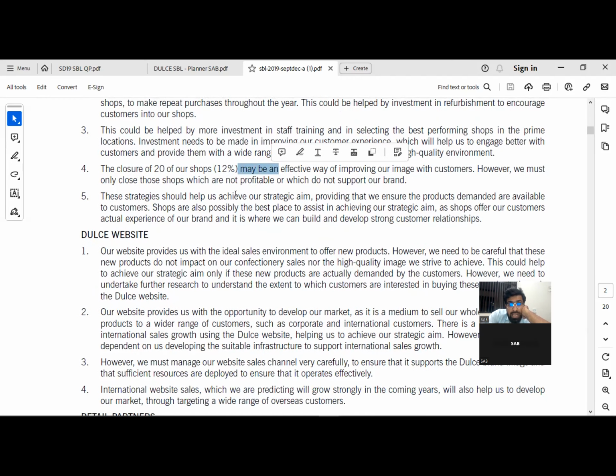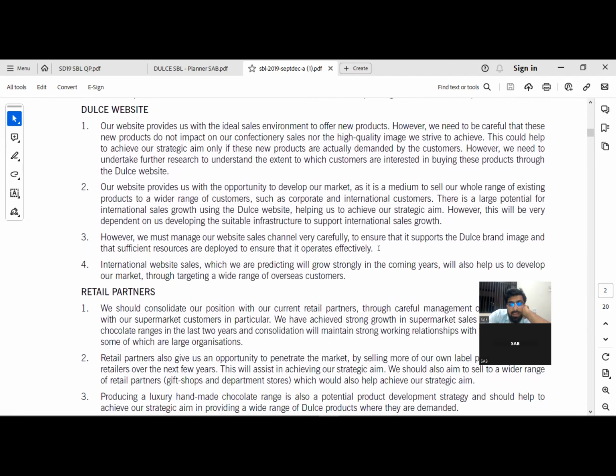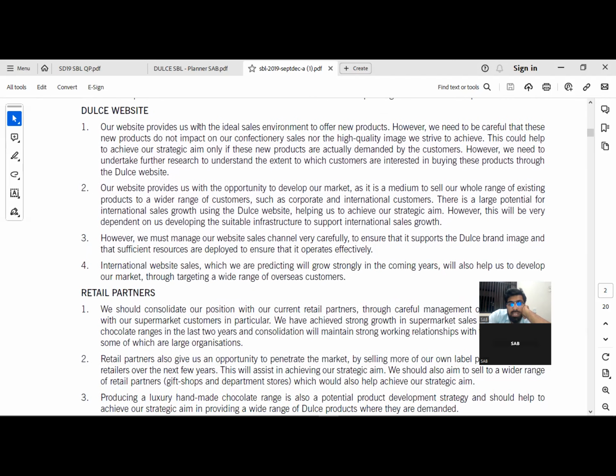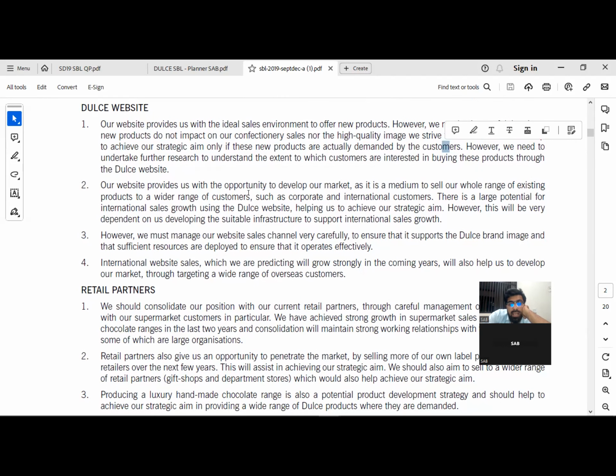These strategies should help us achieving our strategic aim, providing that we ensure the products demanded are available to customers. Shops are also possibly the best place to assist achieving our strategic aim, right? Then website, we have got website, that our website provides ideal sales environments. However, we need to be careful that these new products do not impact old products, right? Old products are the key, which are running item. This could help to achieve strategic aim only if these new products are actually demanded by the customers, right?